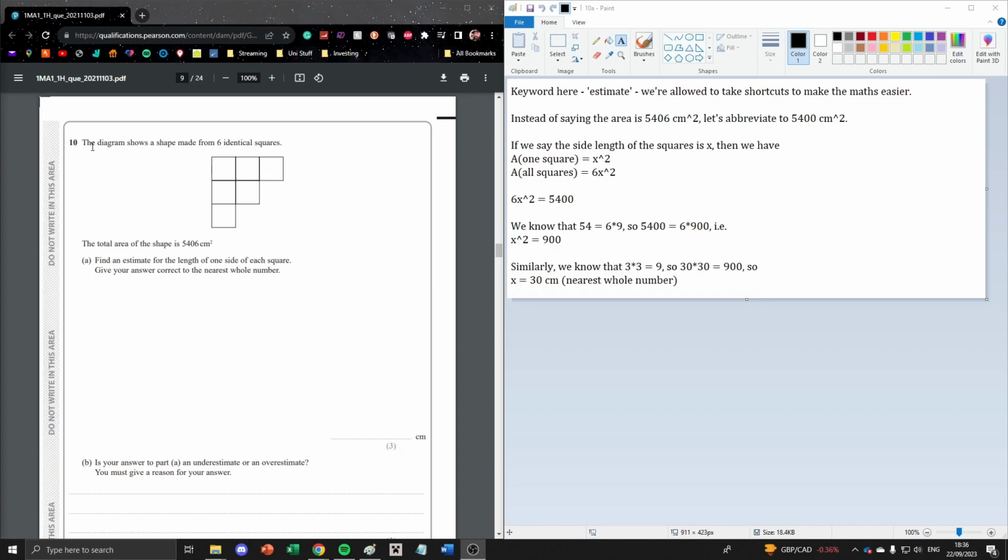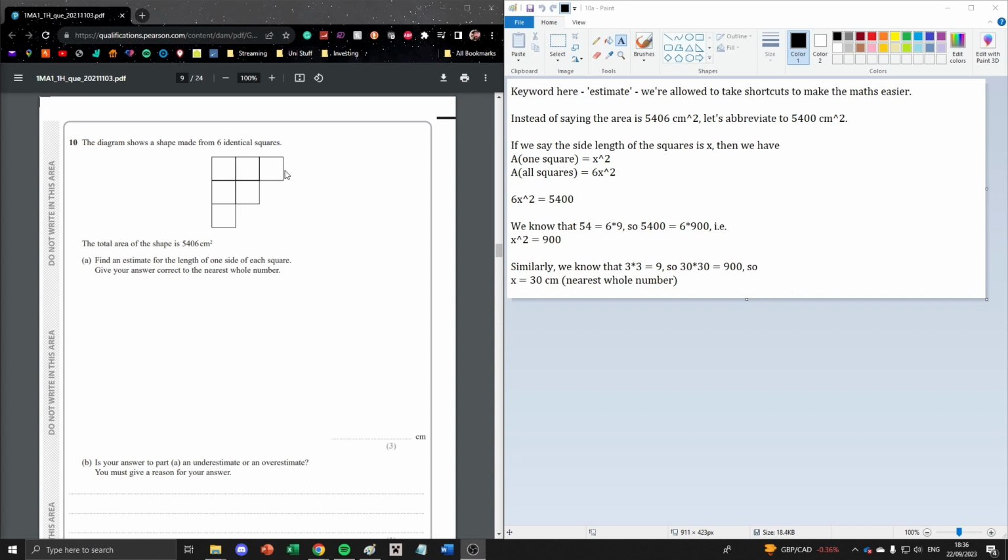Part A of question 10 is a compound area problem with a little bit of estimates put in there. So we're shown a shape made from 6 identical squares, and we're told that the total area of the shape is 5,406 centimeters squared. And we're asked to find an estimate for the length of one side of each square.